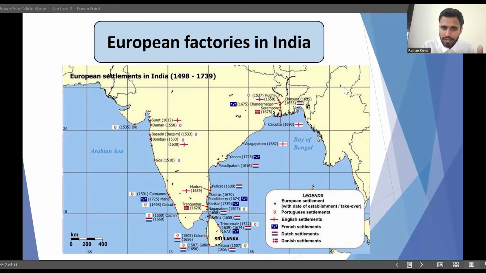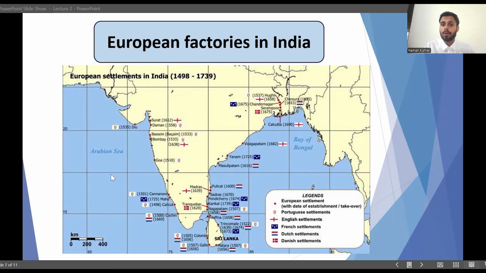Some of these are French trading outposts, some are British outposts. Marks are there: the red dot is for the European settlement and this blue flag is for the French settlement. So get very thorough with this map. It is indispensable for your whole history preparation. Become very thorough with this map.